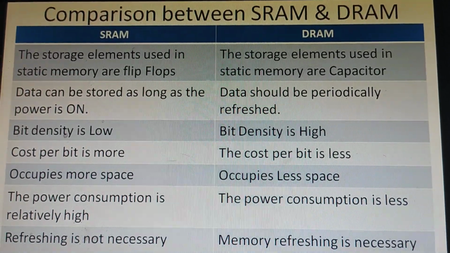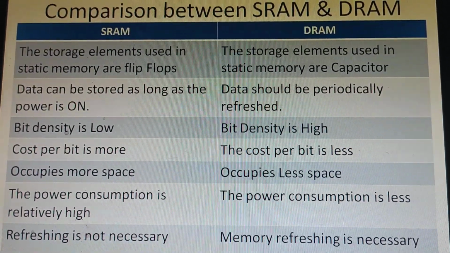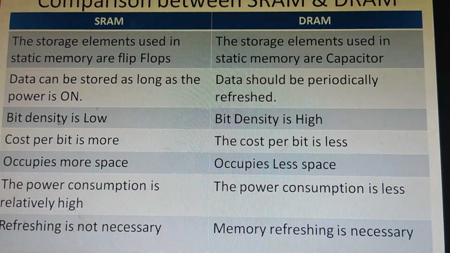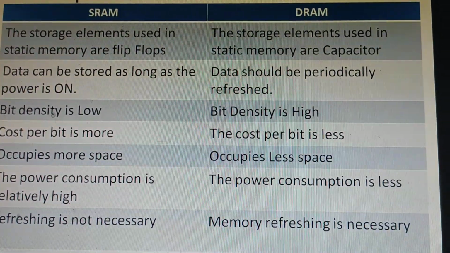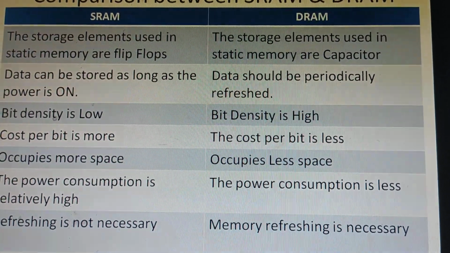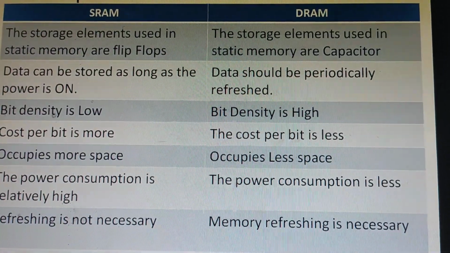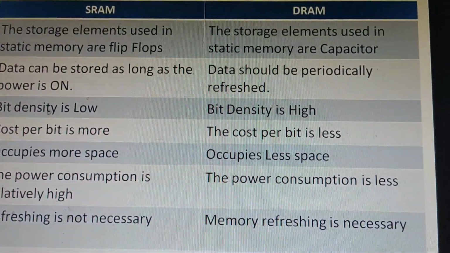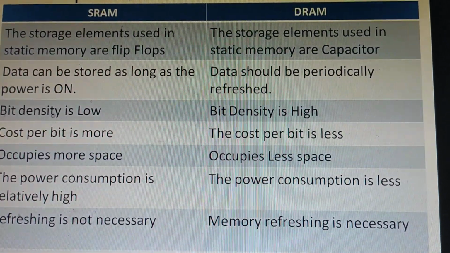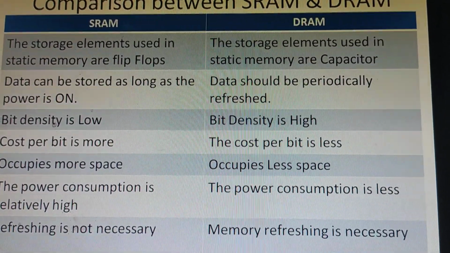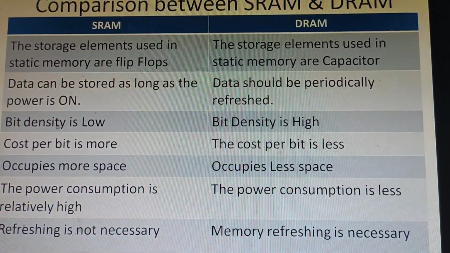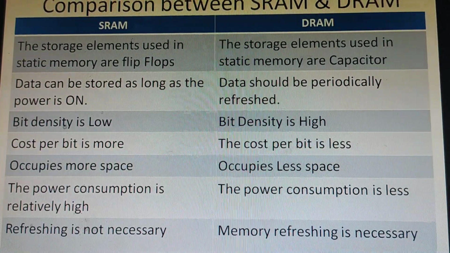The very fundamental difference between static RAM and dynamic RAM is the device used to manufacture them. In static RAM, you all know that the basic element is a flip-flop. Flip-flop is used for manufacturing static RAM. Compared to static RAM, dynamic RAM uses the device capacitor. So both devices are completely different, but the usage is the same: it is used for manufacturing RAM.